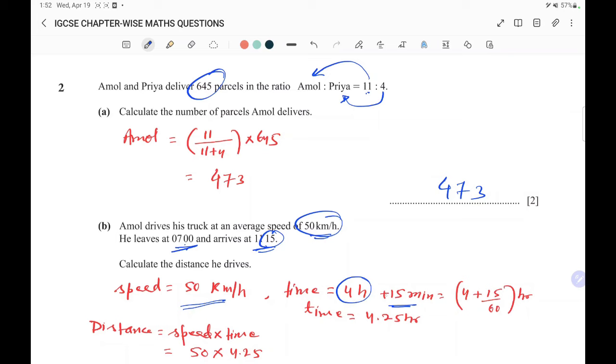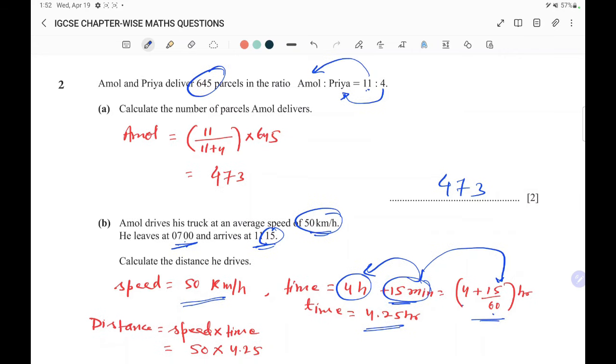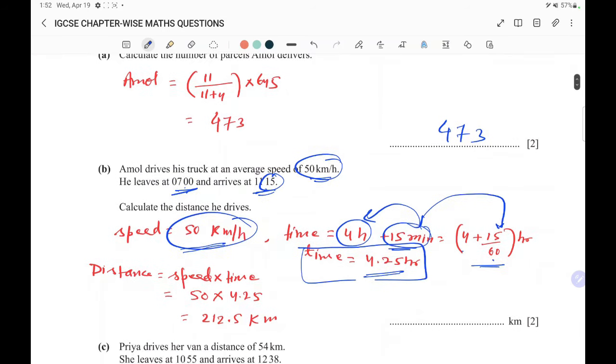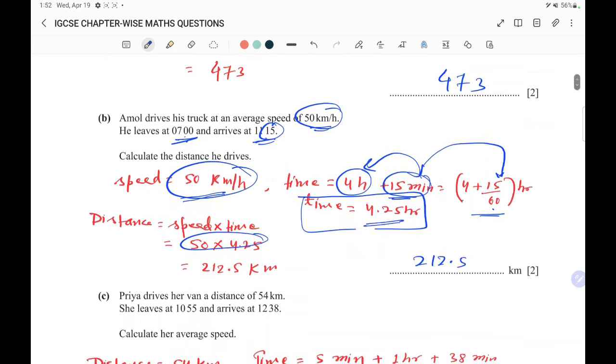But this is in hours and minutes. We have to combine these two together in terms of hours only. So the 15 minutes, you can write as 15 over 60. So 4 plus 15 over 60 to get hours. That is 4.25 hours. So right now you have a speed of 50 km per hour and the time is 4.25 hours. The distance is speed times time, so just multiply them together to get 212.5.